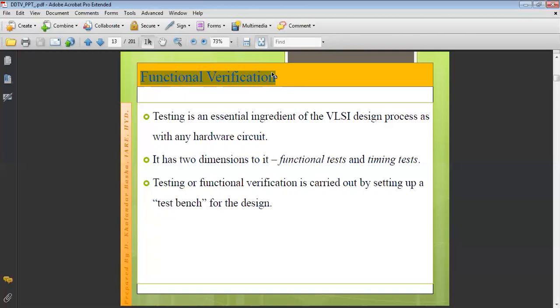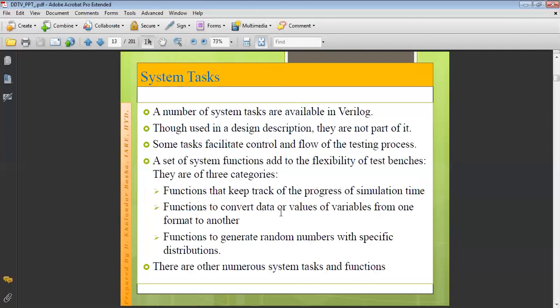That's why it has two dimensions, functional tests as well as timing tests. Testing or functional verification is carried out by setting up a test bench for the design. So to test the circuit, we use a process written in this Verilog language. That process can be termed the test bench of the circuit here.